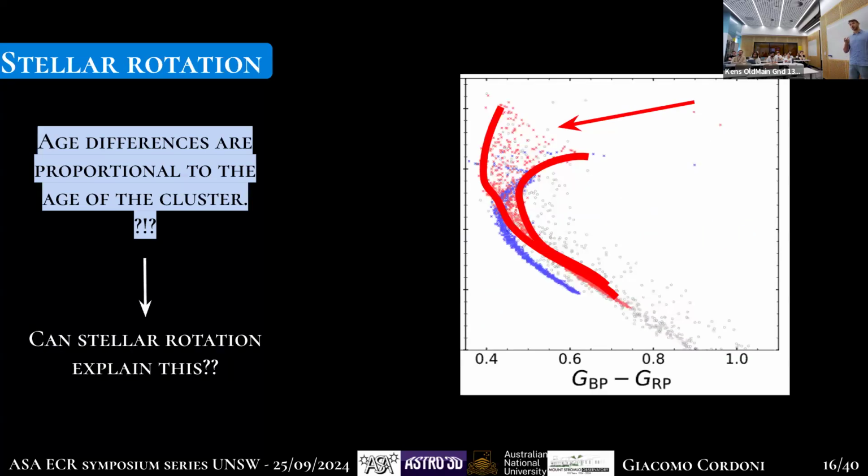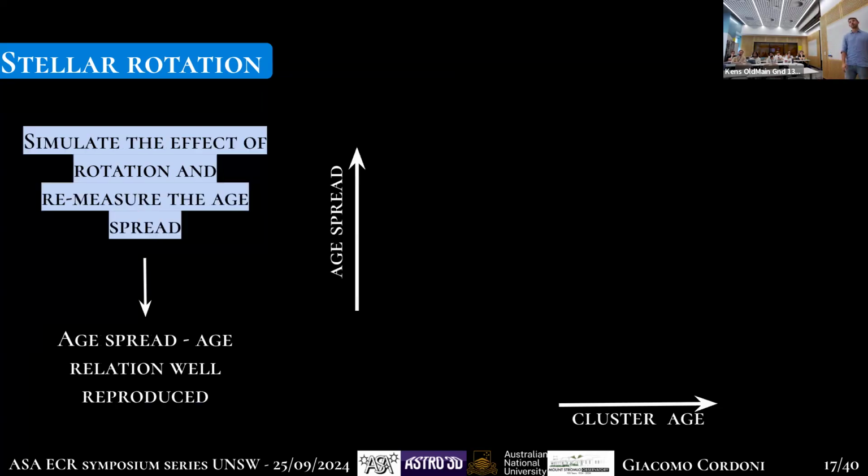Can stellar rotation actually explain this pattern? To answer this question, we can simulate clusters with fast rotating stars. We have that spread again, and then we remeasure the age spread in this case. So we simulate the population, we see the spread that we know is given only by rotation, and we say, okay, let's interpret that as an age spread and remeasure the age spread in the turnoff.